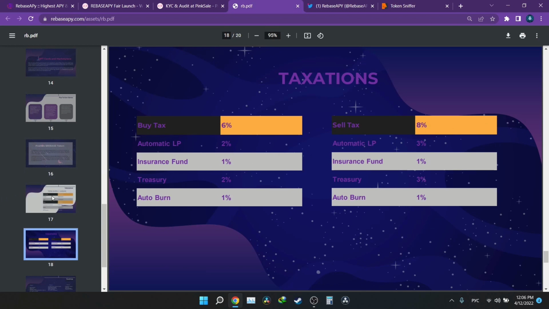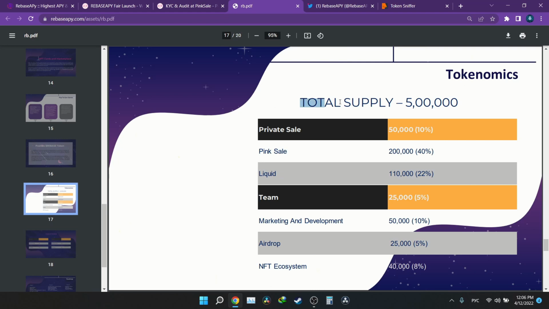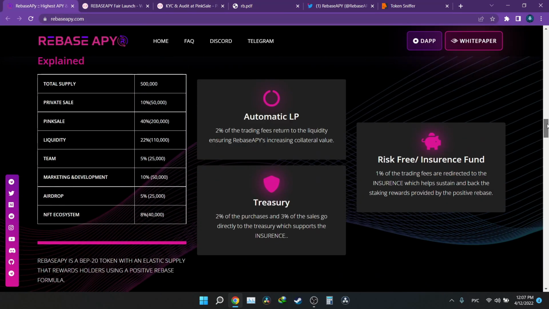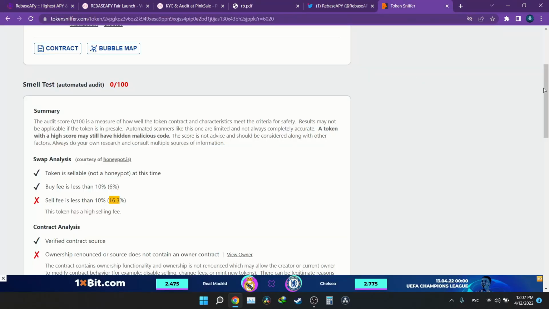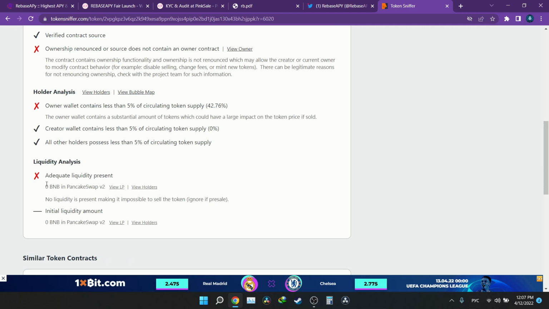Another thing is how the total supply is going to be distributed. The PinkSale is supposed to get 40%, liquidity 22%, team only 5%, and marketing and development 10%, airdrop. So the team, they're saying, is supposed to get 5%, according to their tokenomics and their webpage. They do have it right here, the total supply. But if you go again to Token Sniffer, it says the owner wallet, which means the team or the developers, holds 42.5%, almost 43%, basically.